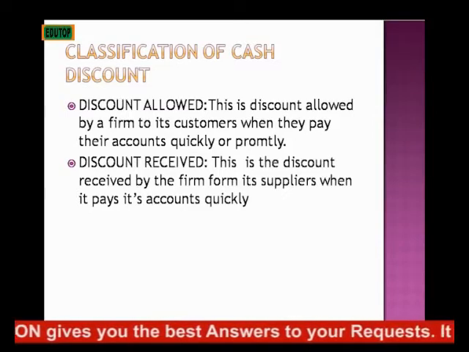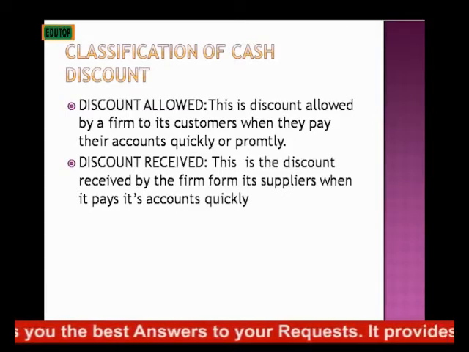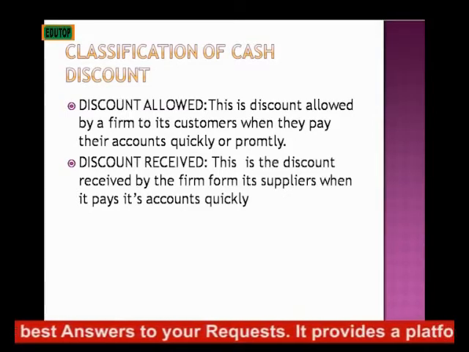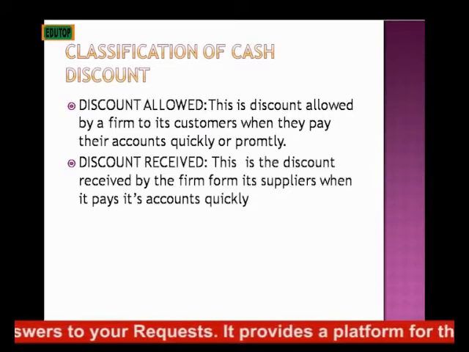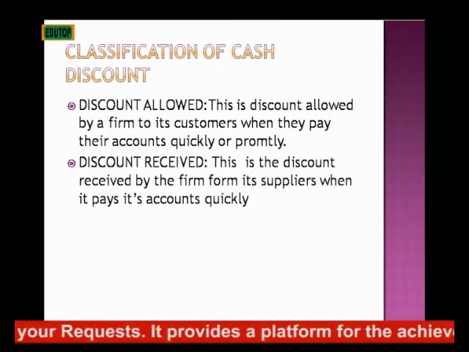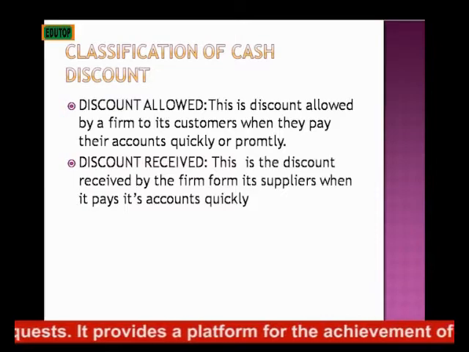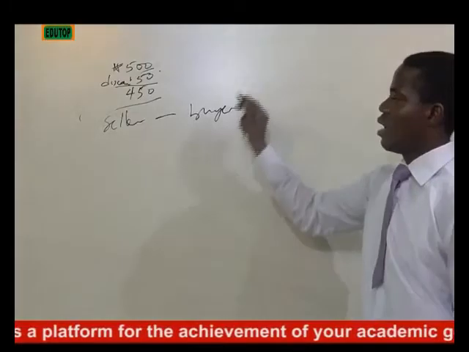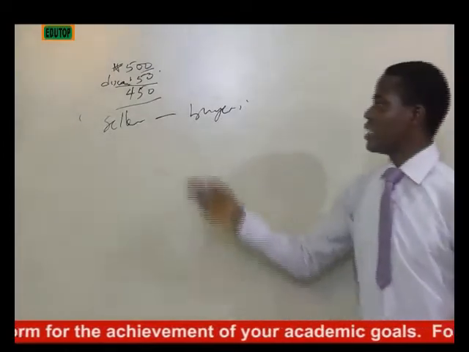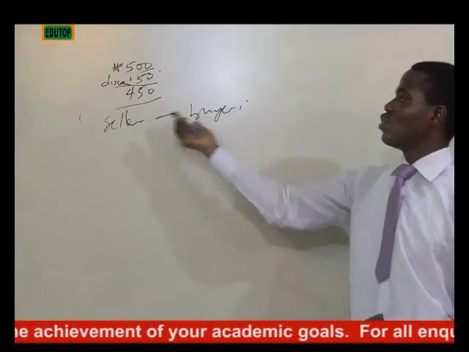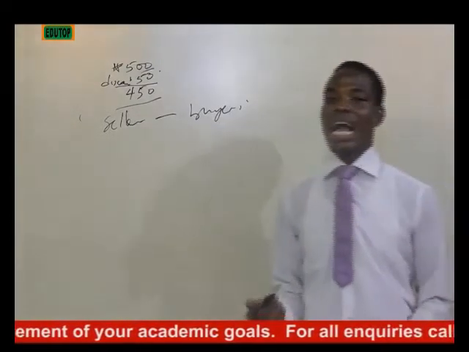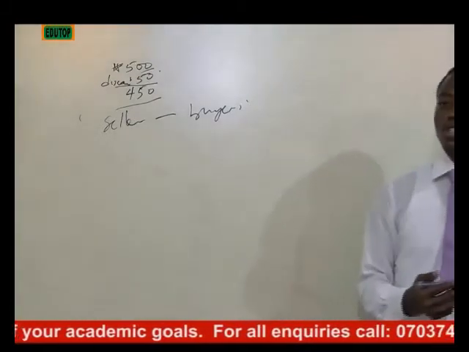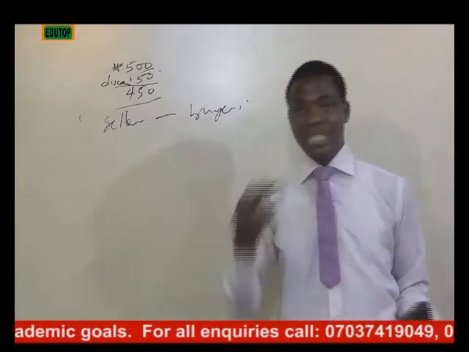Discount allowed is allowed by the firm to its customers when they pay their accounts quickly and promptly. It is from the seller to the buyer. It is the seller that allows it to the buyer when cash is paid promptly, which we discussed the other time, that is cash discount.